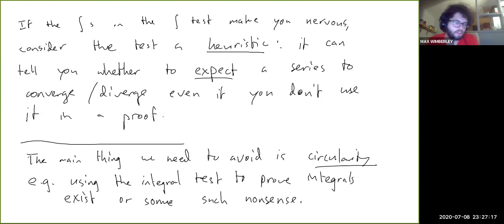But usually, if you're just analyzing some random series, chances are using the integral test on it is not going to cause some kind of circular logic, right? Okay, so generally speaking, I wouldn't have a problem if you decided to invoke the integral test in a proof, okay? However, if you really want to be super careful and not use the integral test for now, at least until we define what integrals are, I want to show you something, okay?